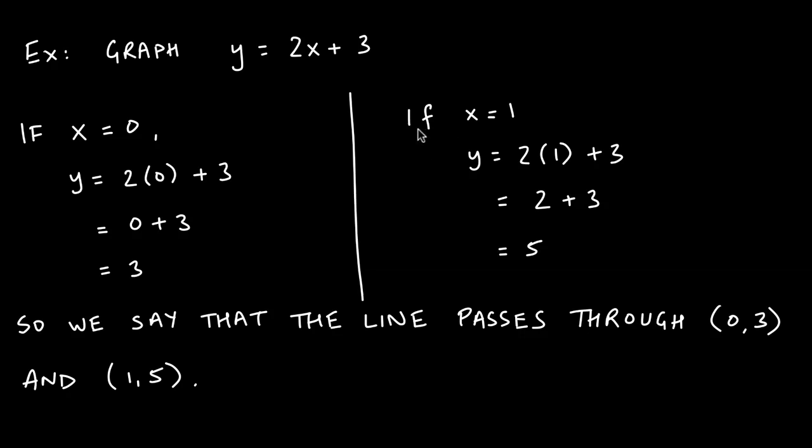So again, if we say x is 1, if we replace this x with 1, then we get y equals 2 times 1 plus 3. 2 times 1 is 2, and 2 plus 3 is 5. So this line passes through, remember, the ordered pair has to have the x-coordinate first, so the x-coordinate is 0 and the y-coordinate is 3. So we say that it passes through this point, (0, 3). And also, from this computation, x was 1 and y was 5, so it also passes through the point (1, 5).